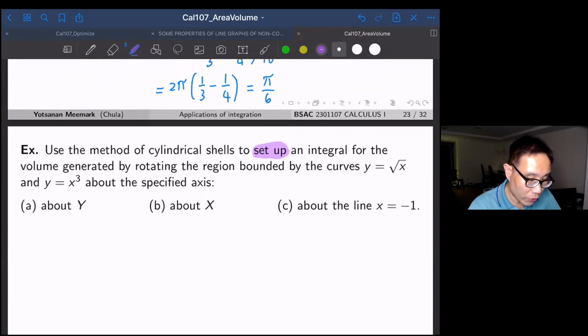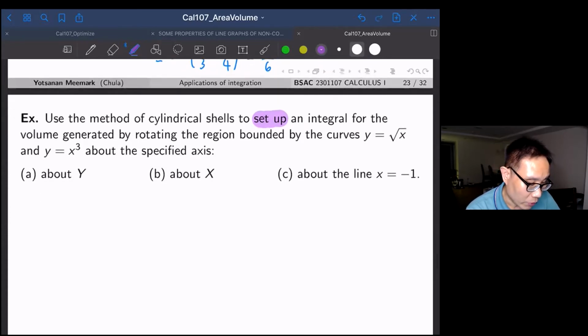So the question asks to set up the integral that will represent the volume of the solid generated by rotating the region bounded by the curves y equal to root x and y equal to x cubed about the specific axis. Okay, so about y, about x, and about the line y equal to 1. So let's do A, B, and C respectively.